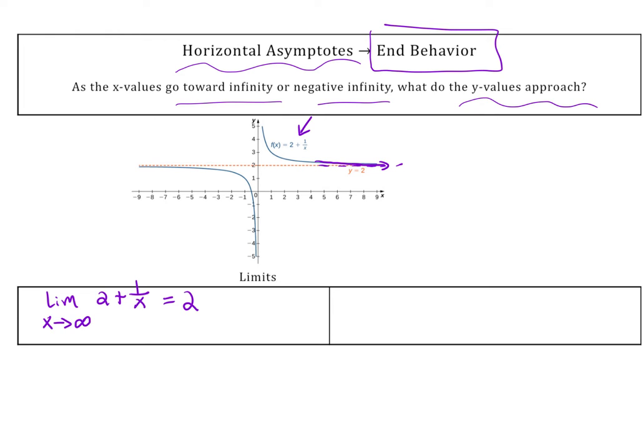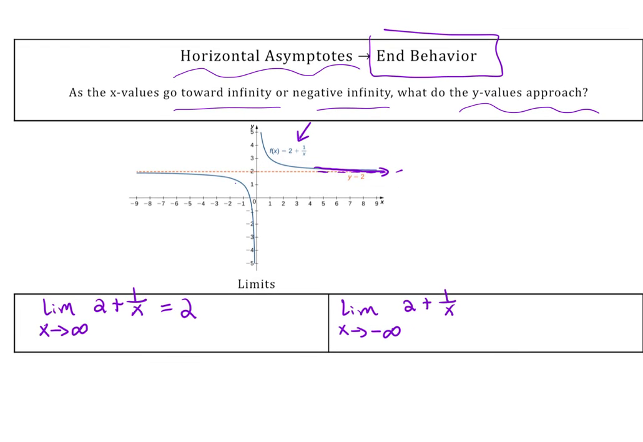And then going the other direction, the limit as x approaches negative infinity of 2 plus 1 over x. So I'm approaching negative infinity. I'm approaching 2 from the other side, but I'm still approaching 2.